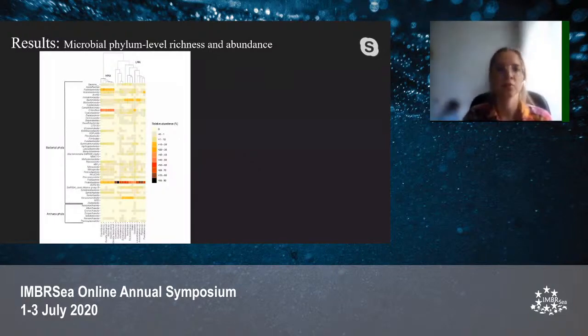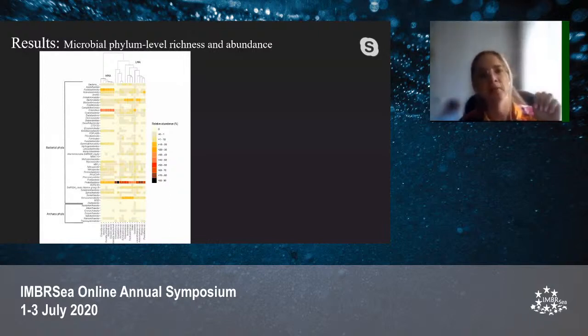Here I want to show you the heat map showing the relative abundance of every symbiont at the certain host identity. We can also see that the dendrogram divides all the samples into two groups. The first one is the HMA group, consisting of Geodia, Craniella, and Stelletta, and the LMA group consisting of all the rest of the host identities.